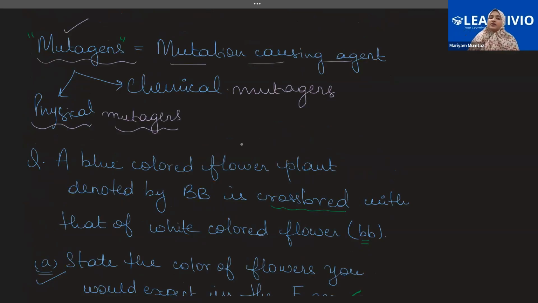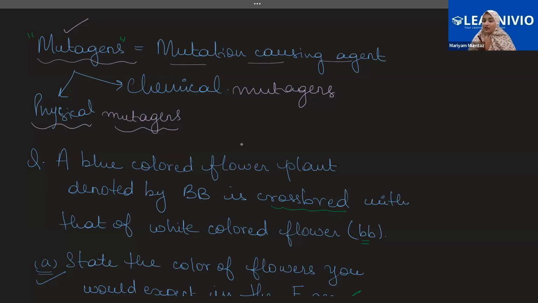Physical mutagens are those like radiations, UV rays, X-rays, right? That is why, have you ever had an X-ray done? If you remember, the person who operates the machine does not go in with you. It's only you that can go inside, right? And the person who is going in wears a vest or protective gear, right? If you remember.